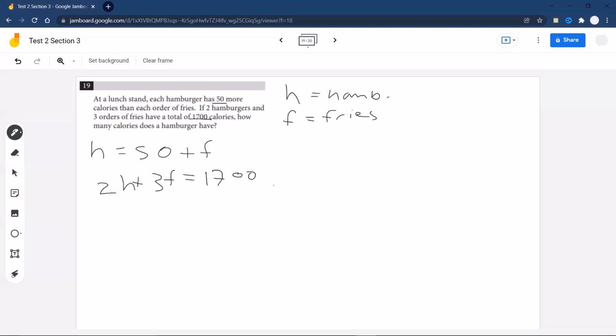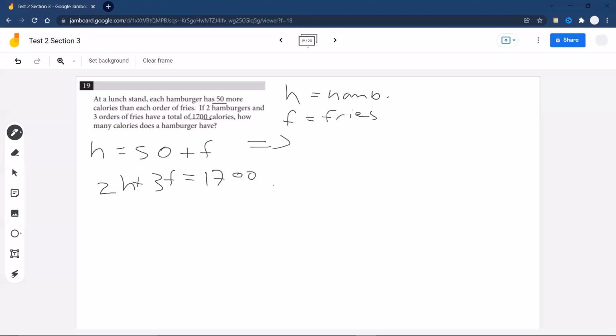How many calories? So we want to find h, right? Because we're relating calories here. So one way to do it is simply to use substitution. If we find f, and convert f into h, then we can just solve for h, and that's what we're looking for.